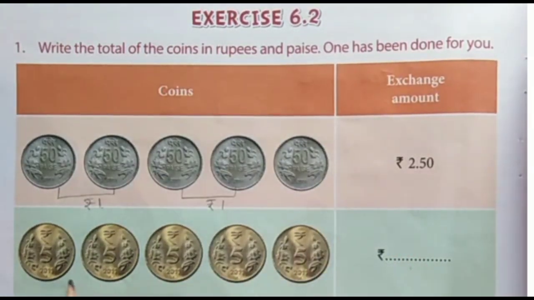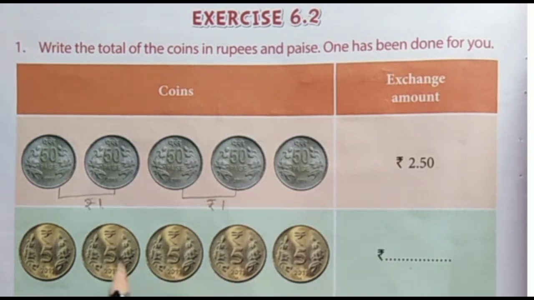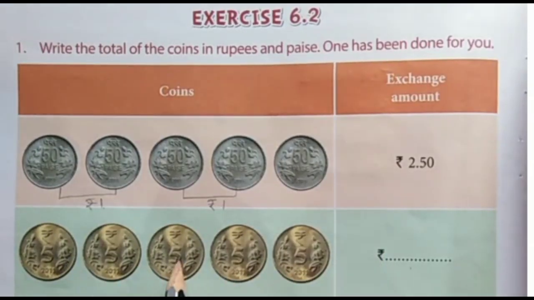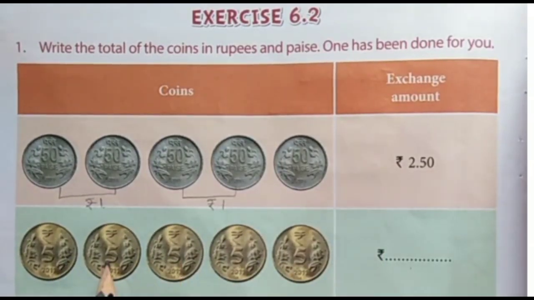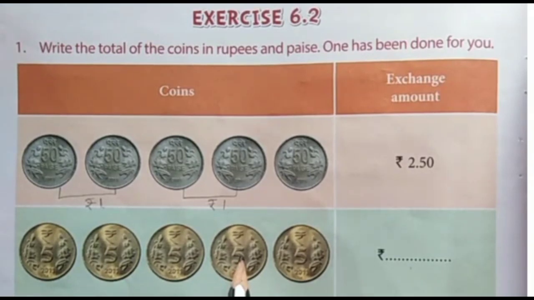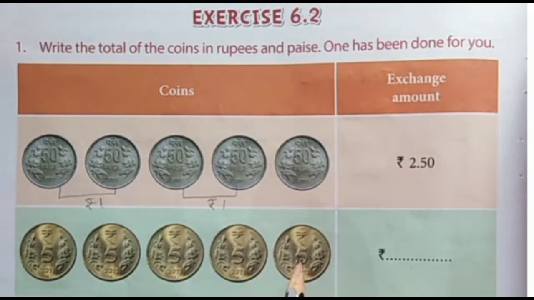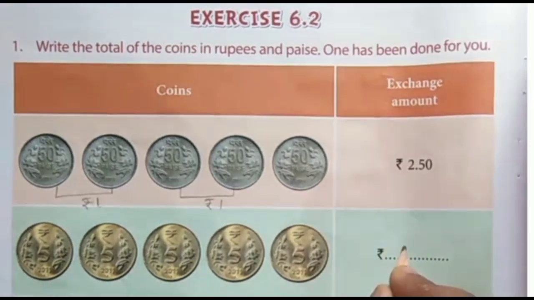So the amount is 2 rupees 50 paise. Look at the next question. Here the given coins are 5 rupee coins. For that, first we can calculate the amount. Then we can write it in rupees. Now we can calculate 5 plus 5. The answer is 10. Then 10 plus 5. The answer is 15. And 15 plus 5. Yes, 20. And 20 plus 5, 25. So the total amount of coins is, yes, 25 rupees. We can write 25.